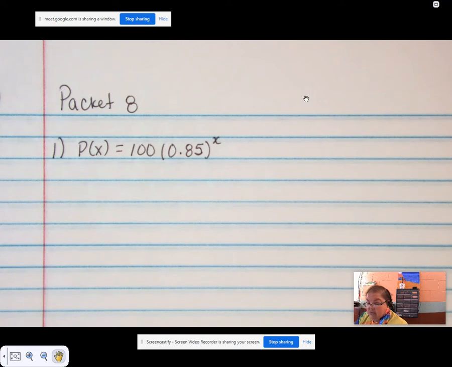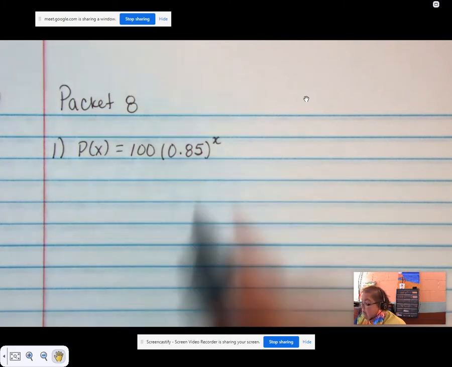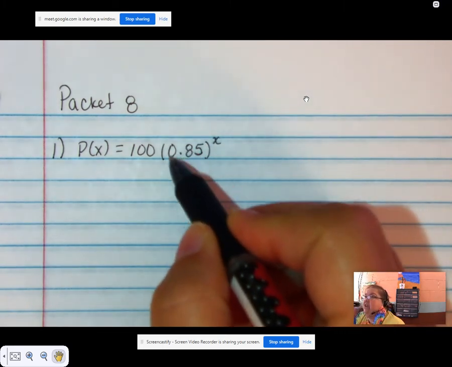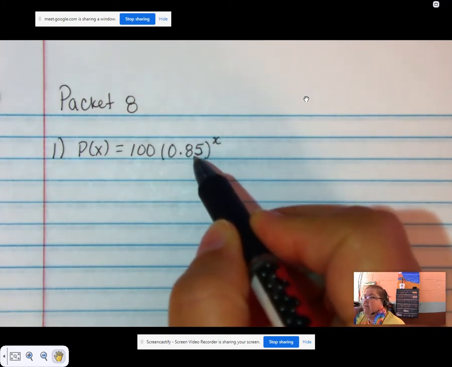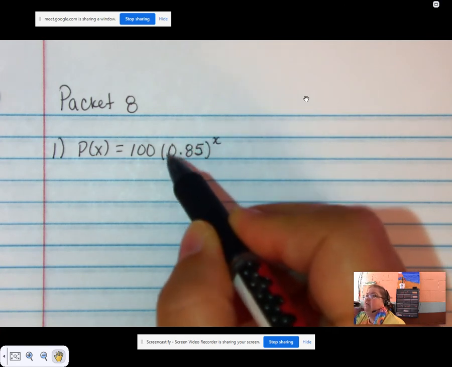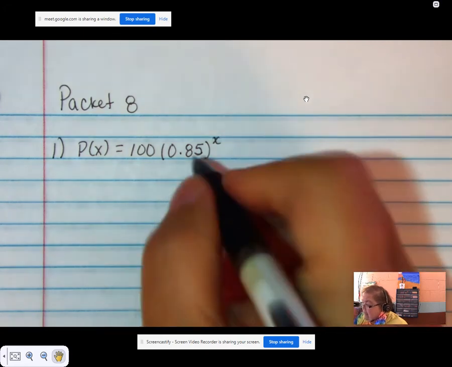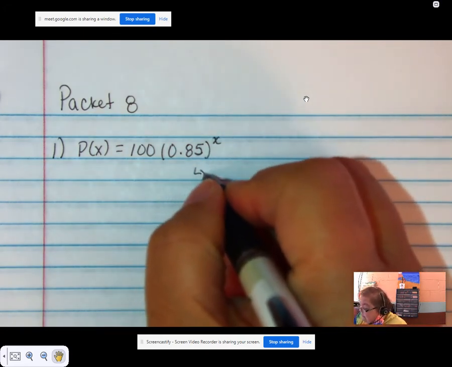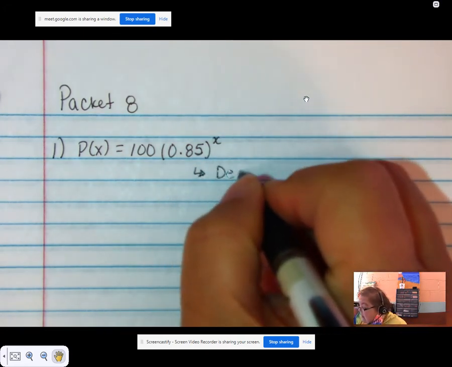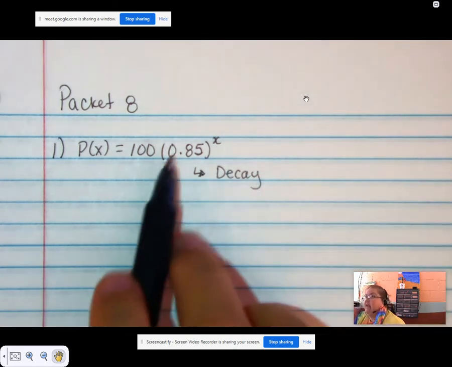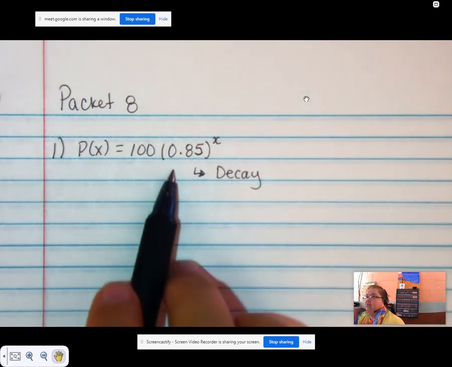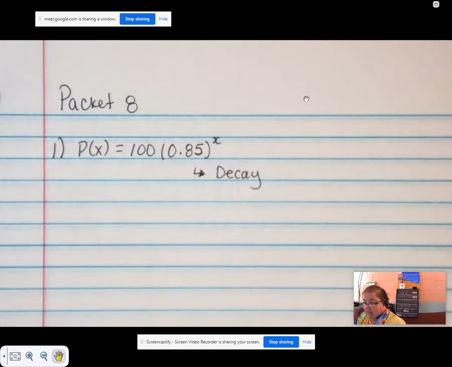Determine the percentage rate of change for the population of deer. So let me ask you something. If this is a 0.85, is this a growth or is that a decay? It is a decay. Very good. If it has a 1 in front, that means I added, which would be a growth. So this is a decay.